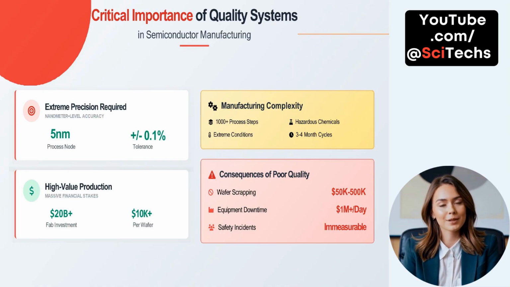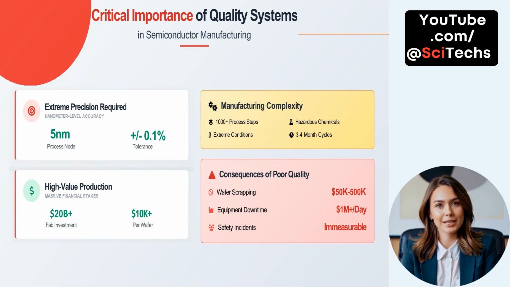Add to this the manufacturing complexity: over 1,000 tightly controlled process steps, exposure to hazardous chemicals, harsh environments like high vacuum and plasma, and production cycles that can span 3 to 4 months. Mistakes anywhere along this chain can be devastating.